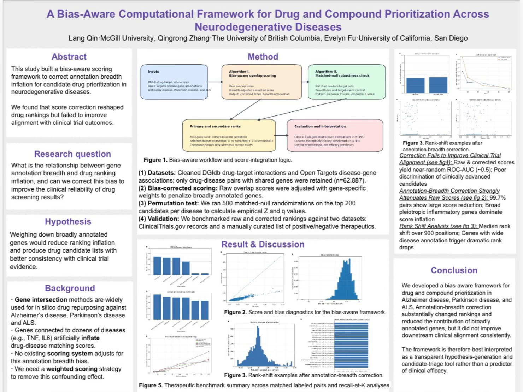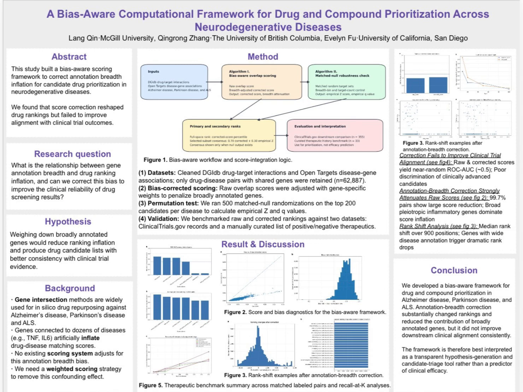Now let's focus on our key results, shown in Figure 2, 3, and 5 at the bottom of the poster. First, Figure 2 shows the global impact of annotation correction. Over 99.7% of all drug disease pairs have drastically reduced scores after weighting. The distribution of the attenuation coefficient confirms that pleiotropic inflammatory genes are the primary driver of the artificial score inflation.